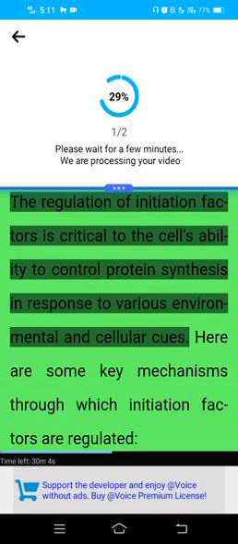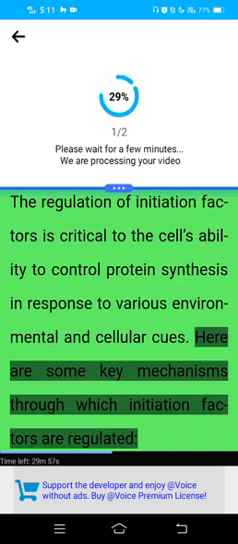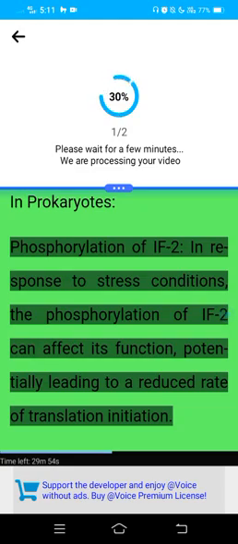The regulation of initiation factors is critical to the cell's ability to control protein synthesis in response to various environmental and cellular cues. Here are some key mechanisms through which initiation factors are regulated. In prokaryotes, phosphorylation of IF2: in response to stress conditions, the phosphorylation of IF2 can affect its function, potentially leading to a reduced rate of translation initiation.